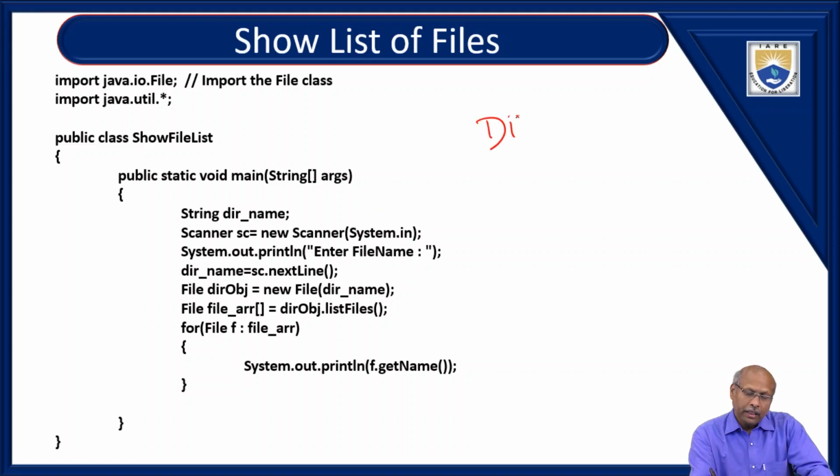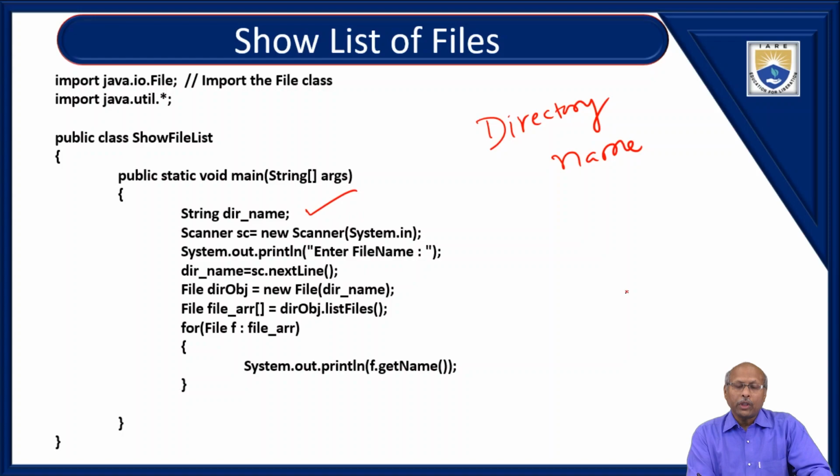So my input is the directory name. Once you give the directory name, it will display, line by line, the list of files. So my input is what? The directory name. I am reading it through my Scanner object. After reading the directory name, I am creating one object of File. This File object will take the directory name as input. Then, using that object, I can call a method called listFiles.